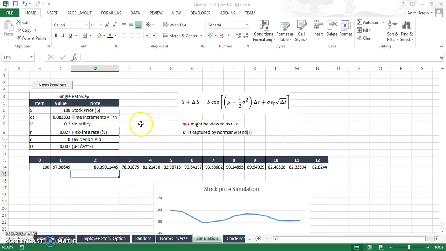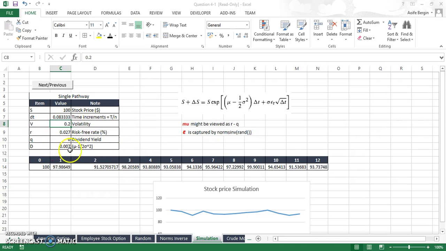So we use these values here in order to simulate the stock randomly. So S is the stock price, dt is the change in the stock price. So we are going to use monthly changes, so it is 1/12, the volatility, the risk-free rate, the dividend yield, and the drift, which we have calculated here. So we use this formula here to simulate the stock price.